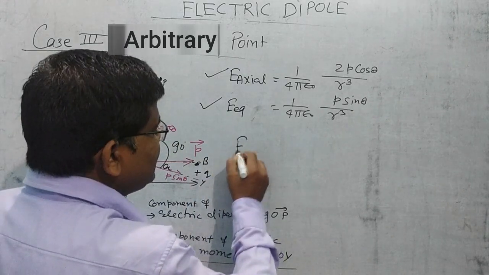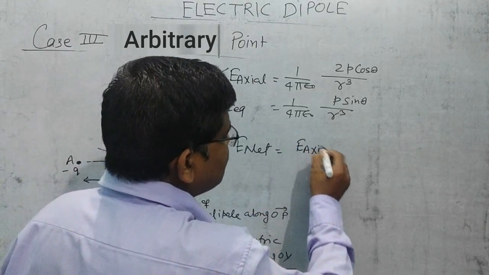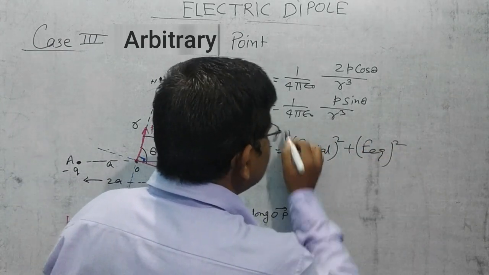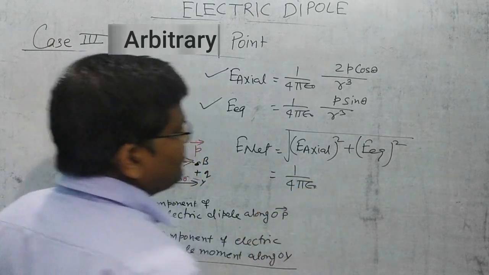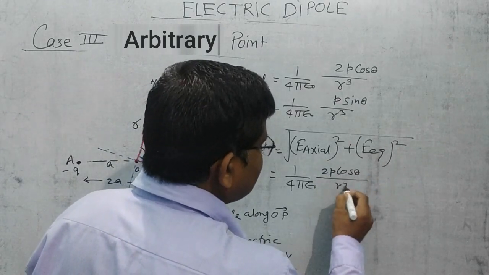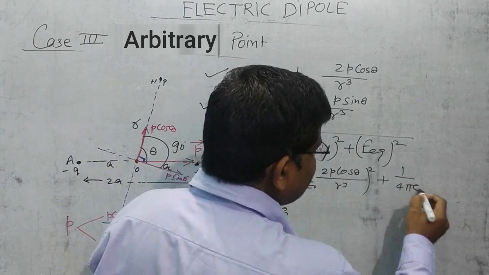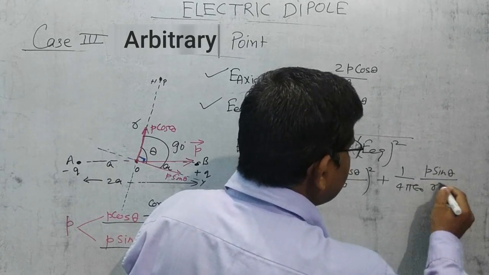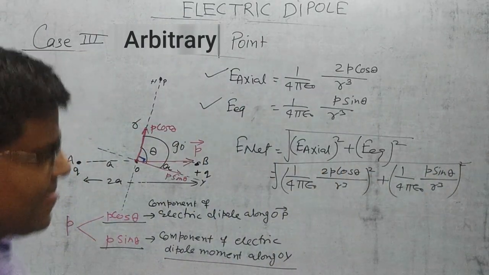And then the E net is equal to, as you know from the vector formula, the square root of E axial whole square plus E equatorial whole square. I am writing this as the square root of (1/4 pi epsilon naught times 2p cos theta upon r cube) whole square plus (1/4 pi epsilon naught times p sin theta by r cube) whole square.